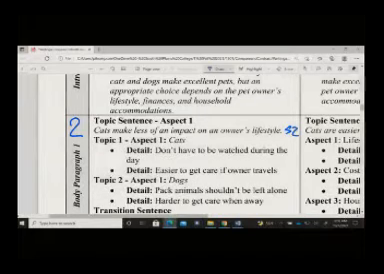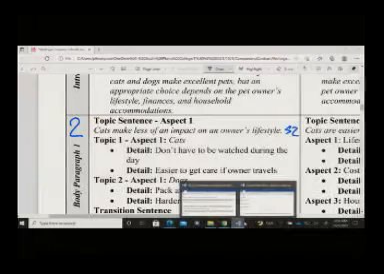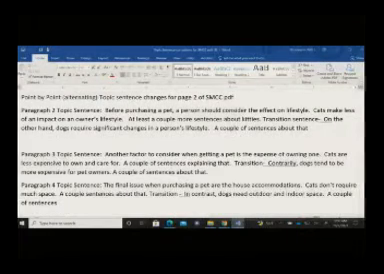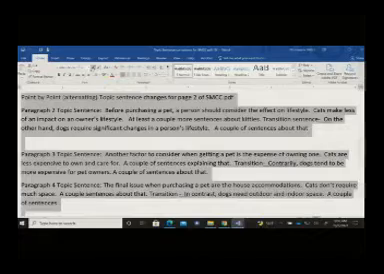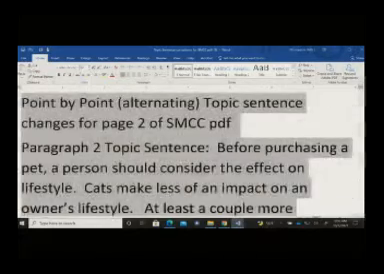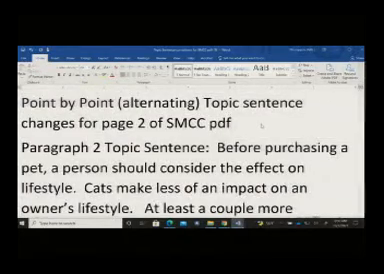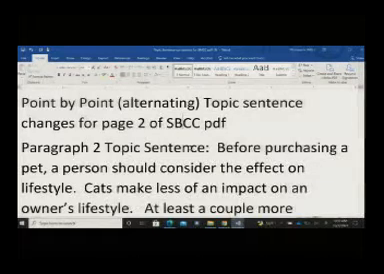Okay? When you're doing alternating point by point, the first sentence only contains the criteria. So if you can find the Word document, and here it is, let me make this bigger. And I tell you on that document, here are the topic sentence changes for page 2 of C, and it should be SB, I don't know why I thought it was SMN, but, paragraph 2 topic sentence, the first sentence in the second paragraph should read, before purchasing a pet, a person should consider the effect on lifestyle.